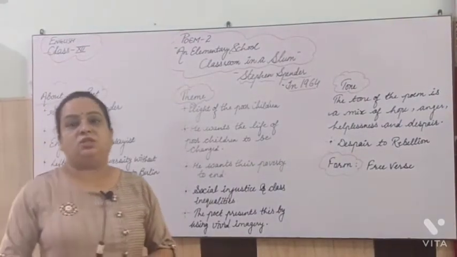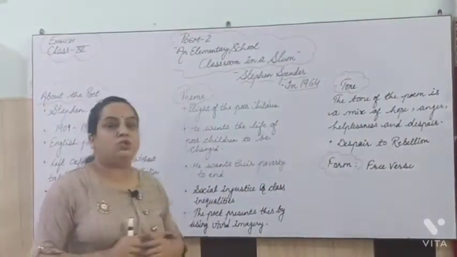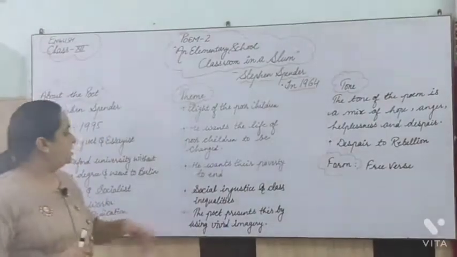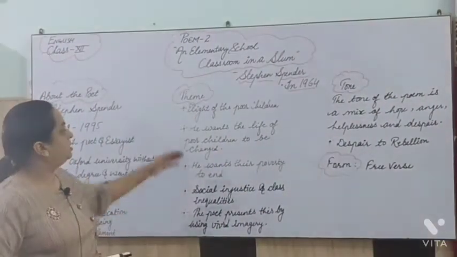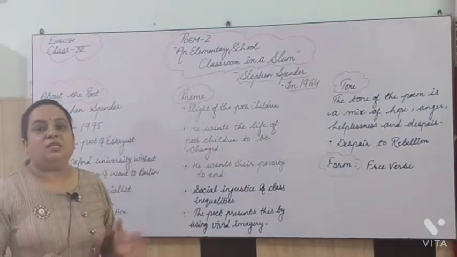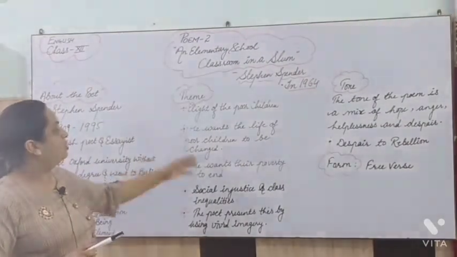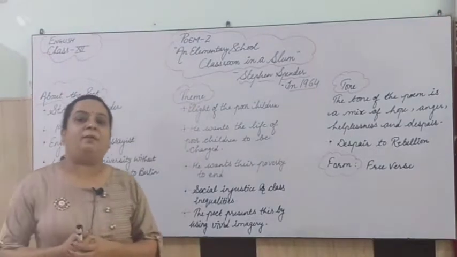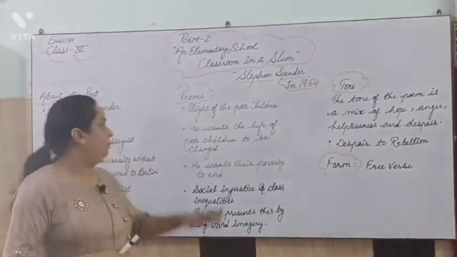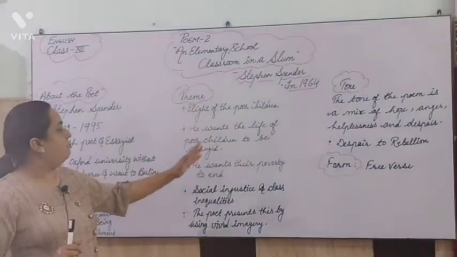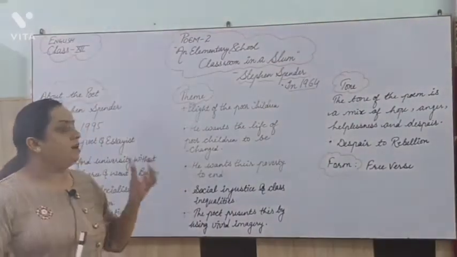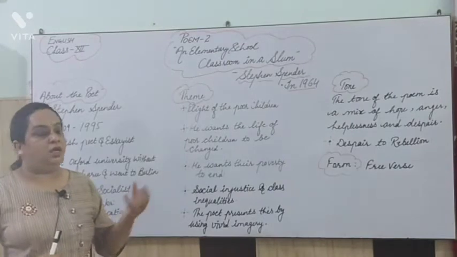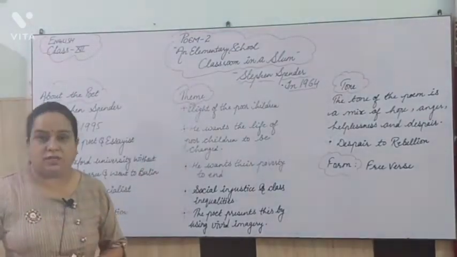As I just discussed, the poem is about social injustice and class inequalities, social differences and class inequalities. So here it is the plight of poor children. Or the second theme may be poverty. So he wants the life of the poor children to be changed. That's why he is urging this in the poem through the last stanza.